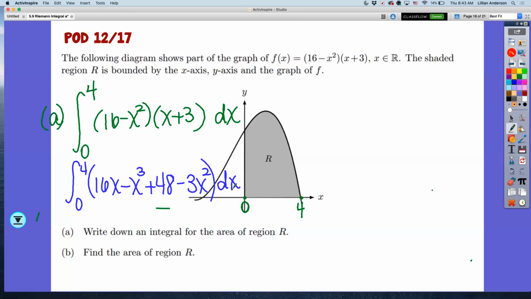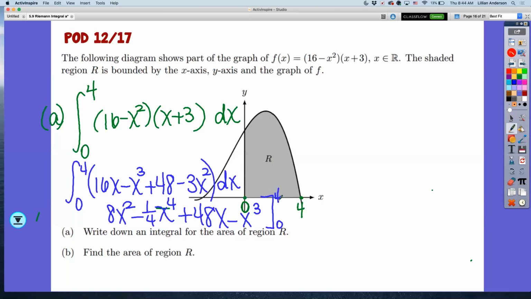What's the antiderivative of 16x? 8x squared. 8x squared, very good. What's the antiderivative of negative x to the third? Negative 1/4 x to the 4. What's the antiderivative of 48? 48x. And then what's the antiderivative of negative 3x squared? Very good. So once I take the antiderivative, this is where we actually evaluate it from 0 to 4.